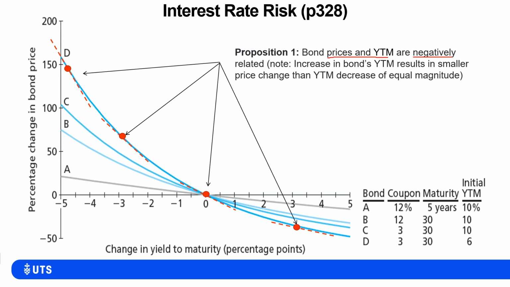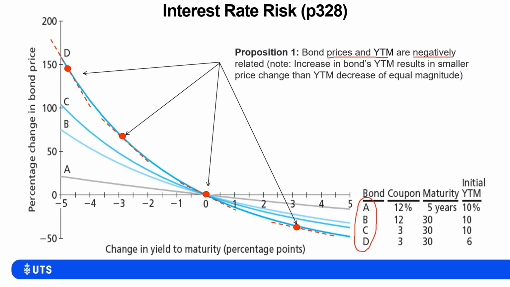If we look at this example figure here, on the x-axis we have the change in yield to maturity denoted in percentage points, and on the y-axis we have the percentage change in bond price. For all four bonds, bond A, B, C, and D, their curves on the figure are all downward sloping, and this indicates that for all of them, there is a negative relationship between bond prices and the yield to maturity.